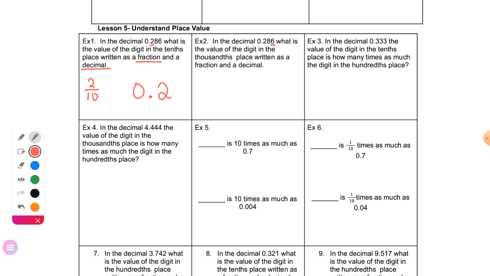So if I have a 6 in the thousandths place, Carter, what is its value? 6 thousandths. How do I write that as a fraction? Good job. 6 over 1,000. Who can tell me how do I write that as a decimal? Lainey? 0.006. Why did I have to put 2 zeros in there?